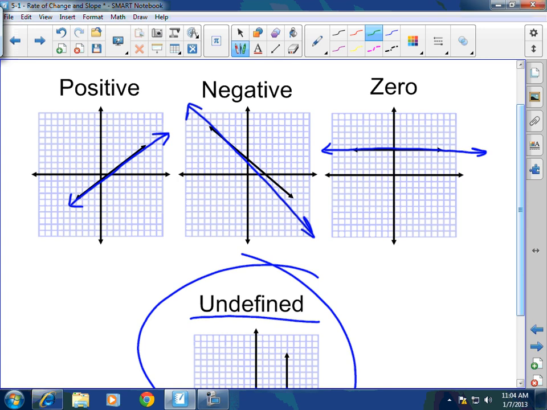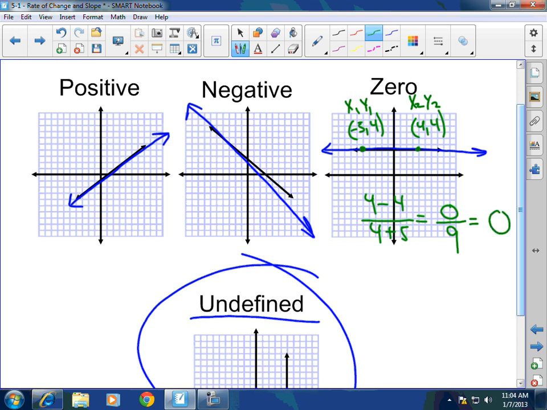Now, something about undefined and zero slope as well. Just so you can see what happens here. Let's say I choose this point and this point. This first point is negative 5, 4. That's my x1, y1. And this one is 4, 4. That's my x2, y2. Check it out. y2 minus y1 over x2 minus x1. When you have a zero slope, it's going to be 0 divided by a number. 0 divided by anything is 0. That's why it's a zero slope.